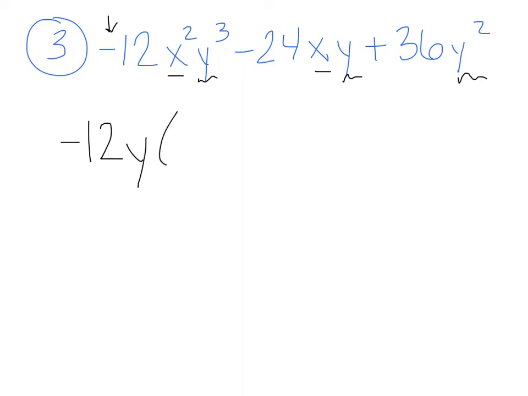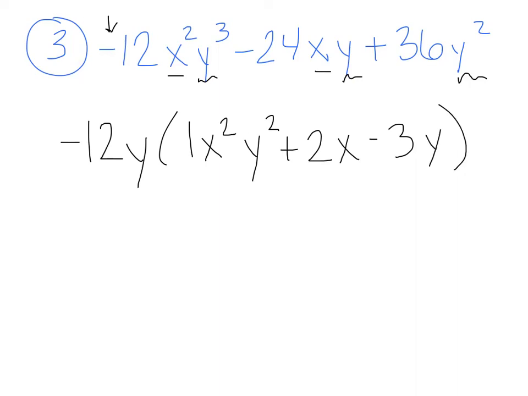Okay, and then we're dividing, so negative 12 divided by negative 12 is 1. X to the second just stays. Y to the third divided by y is y to the second. Negative 24 divided by negative 12 is positive 2. The x stays, the y's cancel. And then 36 divided by negative 12 is negative 3. And then there's no x's, but y to the second divided by y is just y. One of them cancels out. And so that is your answer.